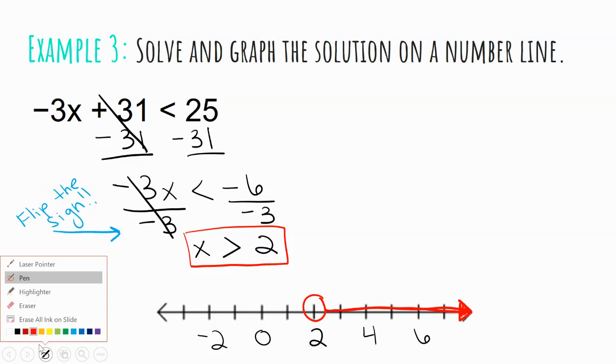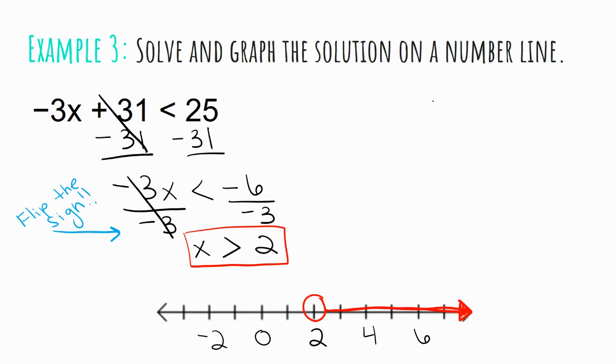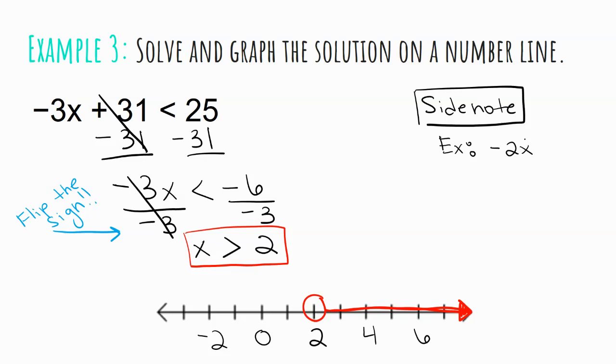Okay, really quickly, only because our examples don't really go over this, I'm going to do a side note. Side note. So let's say you have the example of negative 2x is less than 4.